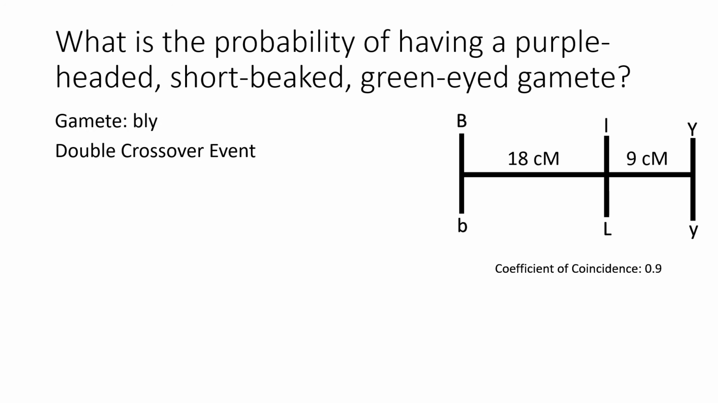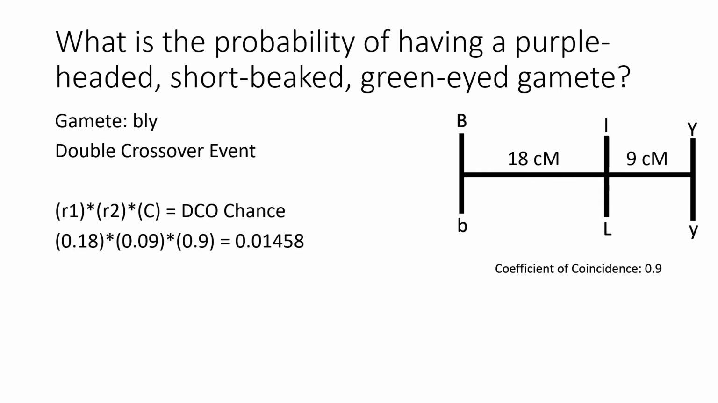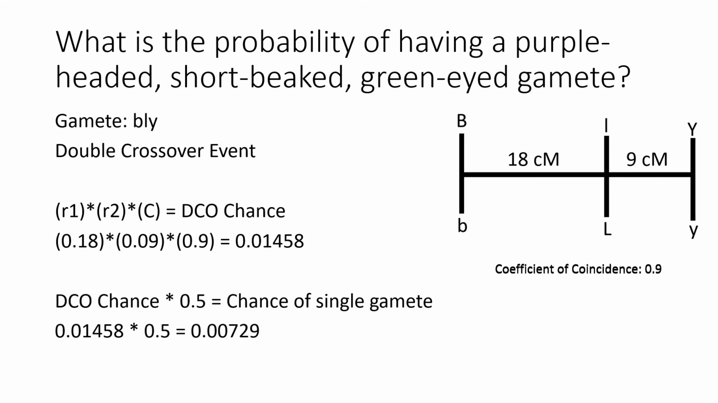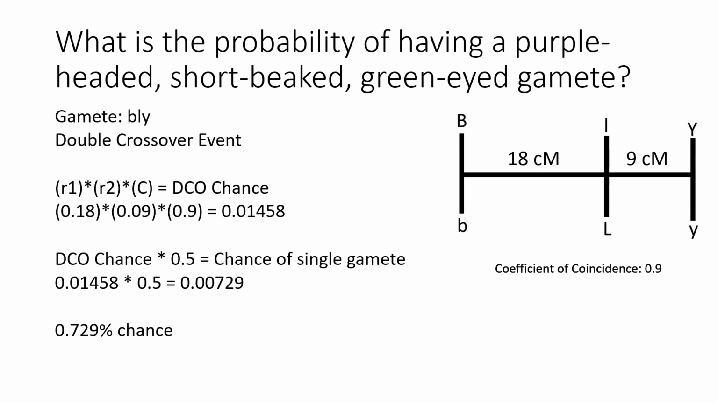We can now ask what the probability of having a purple-headed, short-beaked, green-eyed gamete from this heterozygous heron would be. The gamete would be bLY. This would be a double crossover event. Here we see that if we take the chance of recombination for the first allele and for the third allele, and multiply those together with a coefficient of coincidence, which is 0.9, we get 0.01458. We multiply that by half, since there's 2 possible gametes we can get from double crossover. And so our chance is 0.729% that we'll get a purple-headed, short-beaked, green-eyed gamete.